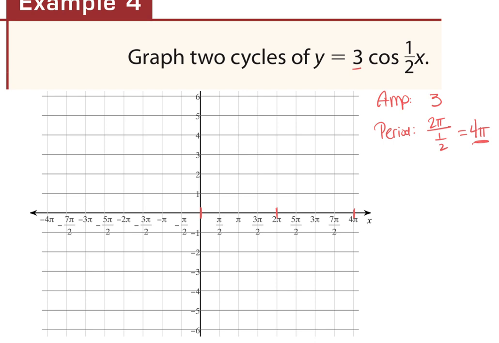Once you've marked your beginning, end, and your middle, you want to mark your 2 quarters. In this case, pi is going to be my first quarter. 3 pi is going to be my third quarter.